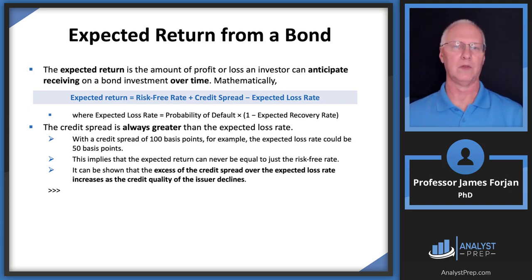Now, these calculations can get slightly complex, but this LOS just asks you to explain it. And so I think you have a really good sense here. Expected return: treasuries or risk-free rate, plus a default credit spread, and then that expected loss rate.